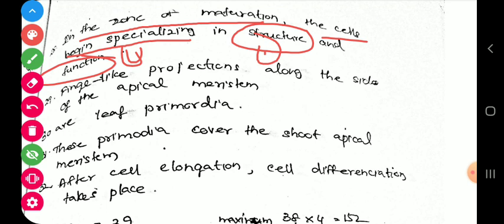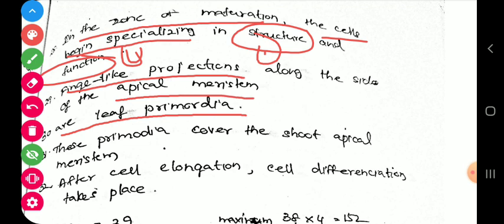Now, finger-like projections alongside the apical meristems are called leaf primordia. Finger-like projections they are, right? They are finger-like projections alongside the apical meristem, so they are called leaf primordia. So once again, what are the leaf primordia? They are finger-like projections along the sides of the apical meristem.